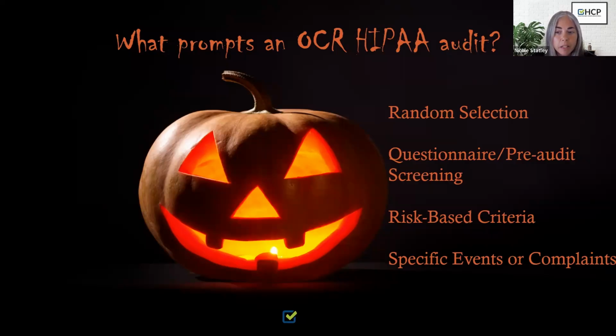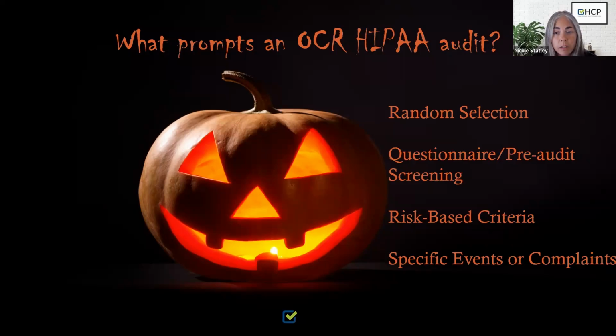Another way that the OCR might decide who's going to get audited is they sometimes send out questionnaires just randomly to covered entities or business associates. And then from the information they gather from those questionnaires, they'll decide if you are going to get included into their audit pool for that audit that they're conducting.